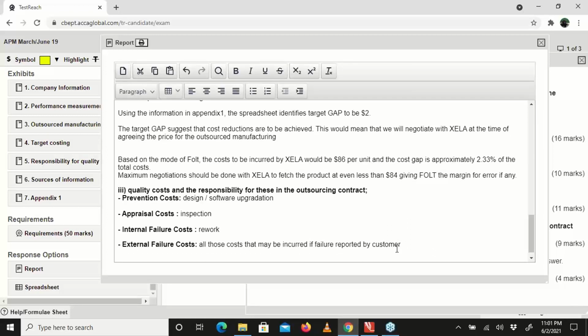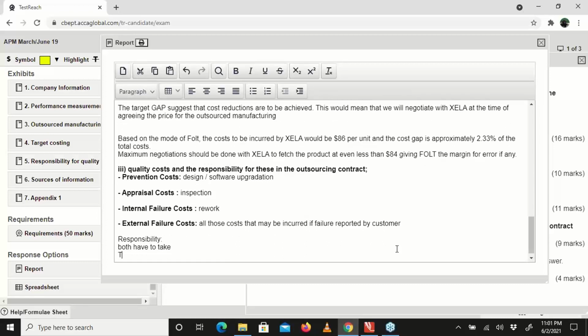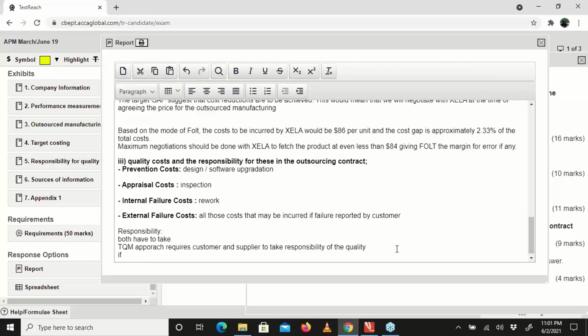Okay. Now, the responsibility both have to take. The TQM approach requires customer and supplier to take responsibility of the quality. If fault does not design the product appropriately, then the failure would arise on the manufacturing side due to poor design.